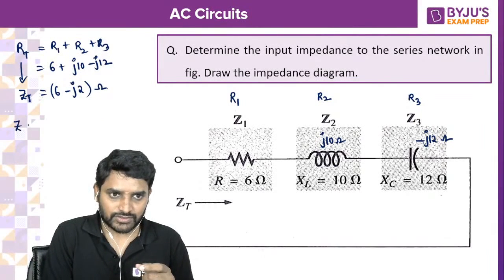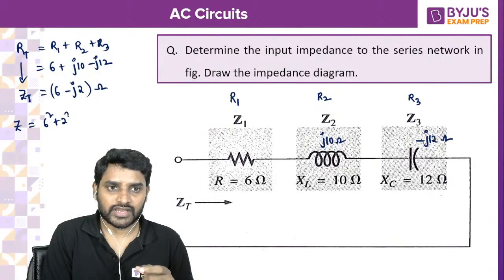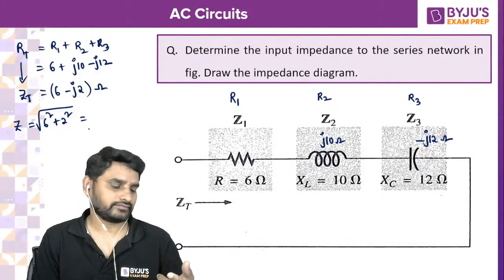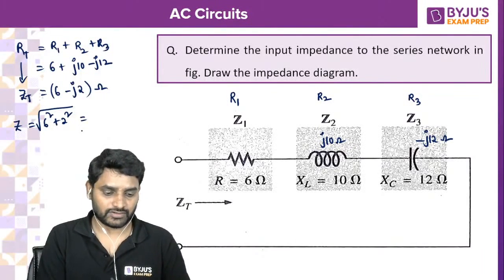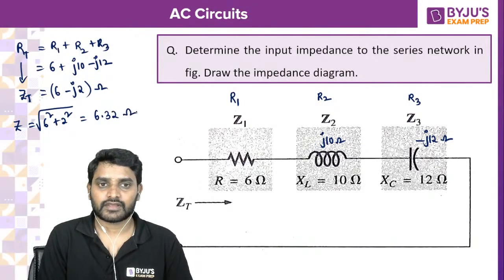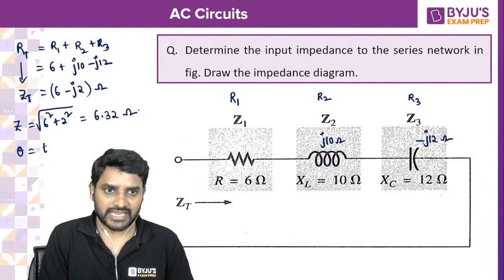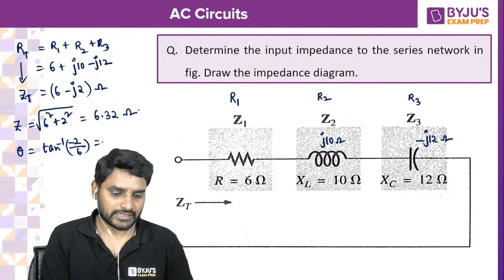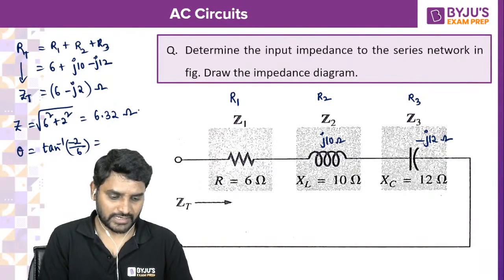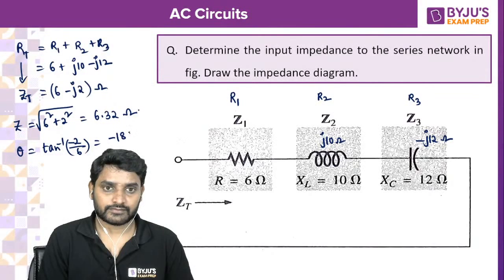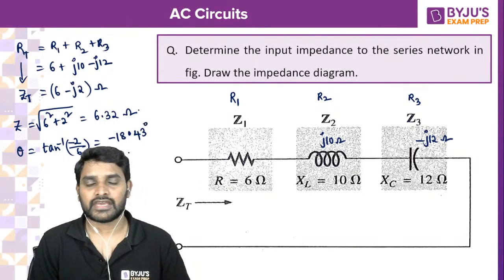If you take up the magnitude, it will be 6 square plus 2 square, 36 plus 4, 40, root 40. So around 6 point something, 6.32 I am getting. With a magnitude, theta is tan inverse of minus 2 by 6, or minus 1 by 3. I am getting around minus 18.3.